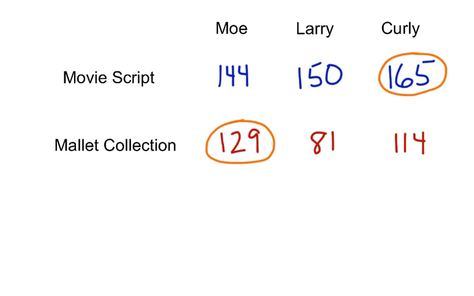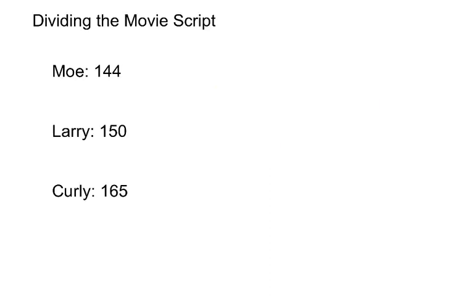So the first thing we're going to do is take a look at the movie script. In dividing the movie script, we'll remember that Curly had the highest bid, so he gets the movie script. Now there are 3 people involved in this division, and Curly's going to have to pay the other 2 in order for him to get that script. So Curly has to take 2/3 of his bid and put that into what's called the kitty. So Curly is going to put $110 into the kitty.